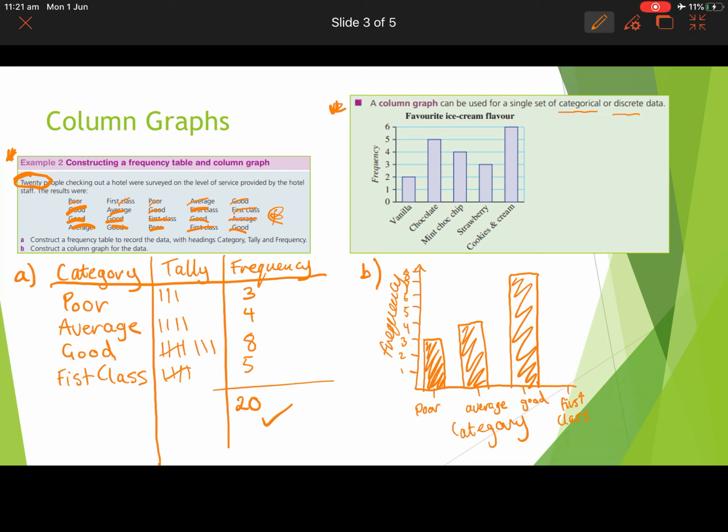And first class, we had 5 people. Okay, so with this column graph, you notice that they don't have to be touching. They shouldn't be touching. Okay, see how there's gaps here? And yeah, all this is showing, it's just displaying the data in a graph, so it's easy to read.